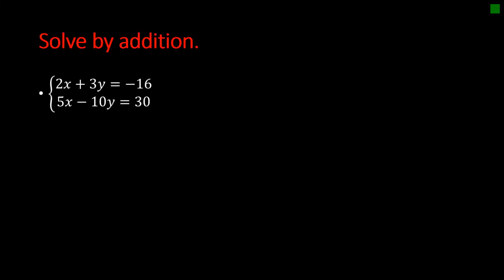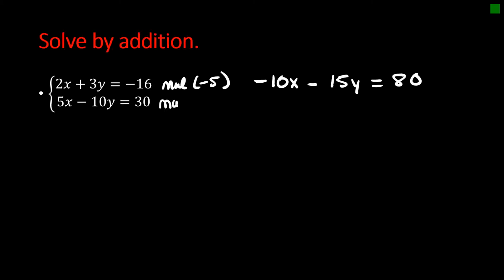When I want to eliminate the x, I have a 2 and a 5. I think about the least common multiple of 2 and 5, and that's 10. So I need to make one of them 10 and one of them negative 10. If I multiply the first equation by negative 5, I'll get negative 10x minus 15y equals 80. To get a positive 10 in the second equation for the x, I need to multiply by 2. I'll have 10x minus 20y equals 60.